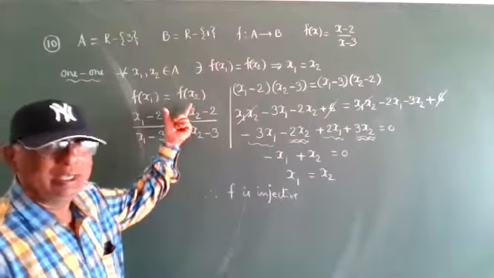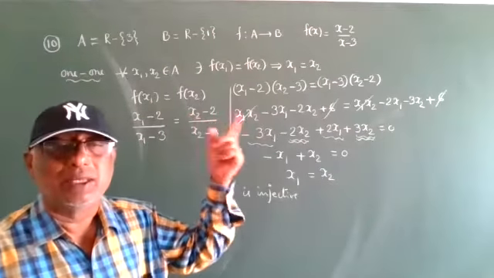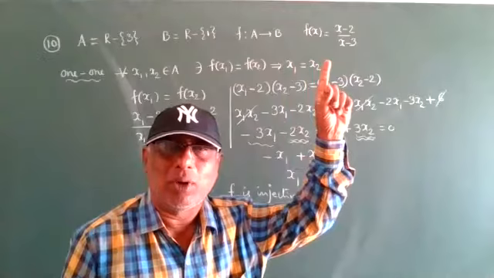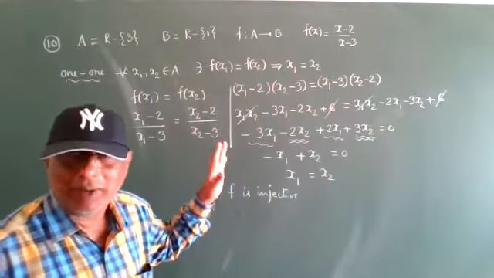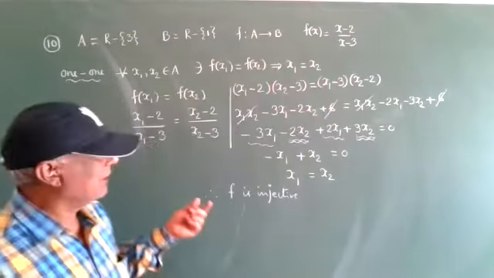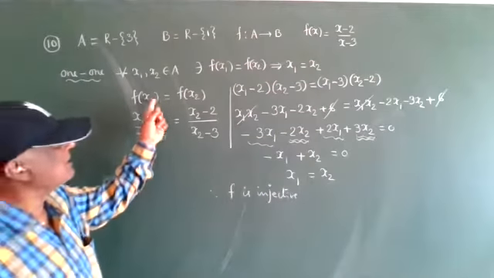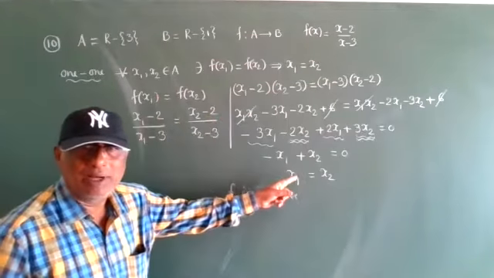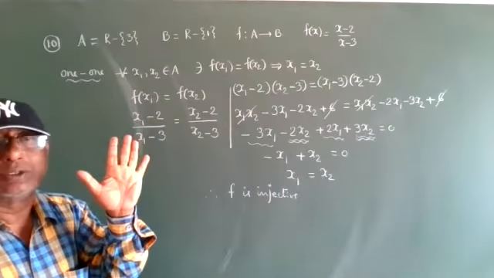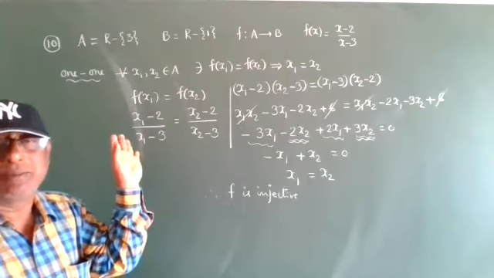Okay? Y is equal to f of x. So f of x is the image. Y is the element of the codomain. Therefore, it is the image only. So images are equal, elements are equal means one element has one image. No question of repeated image.